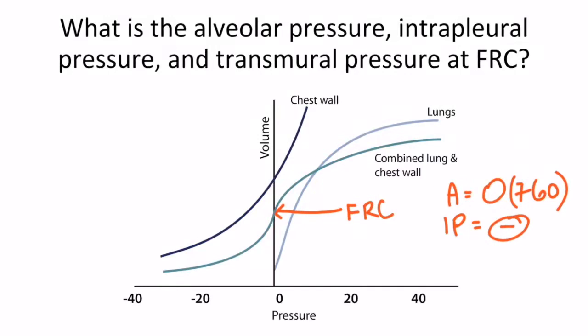Finally, transmural pressure must be positive because the alveolar pressure is always greater than the intrapleural pressure. So remember, the alveolar pressure is greater than the intrapleural pressure. And as I demonstrated earlier, if the alveolar pressure is atmospheric, or about 760 millimeters of mercury, and the intrapleural pressure is slightly less than that, usually around 756 millimeters of mercury, then the transmural pressure would just be the difference between the two, or about 4 millimeters of mercury. So transmural pressure is about 4 millimeters of mercury.